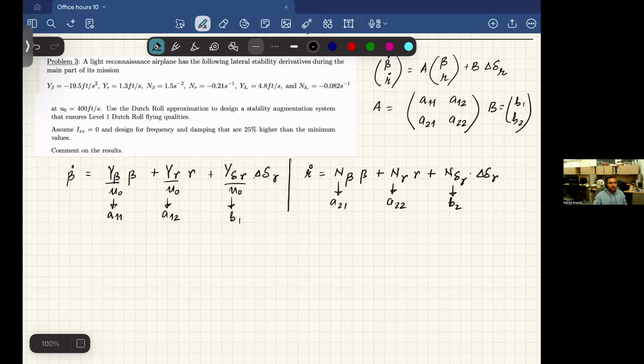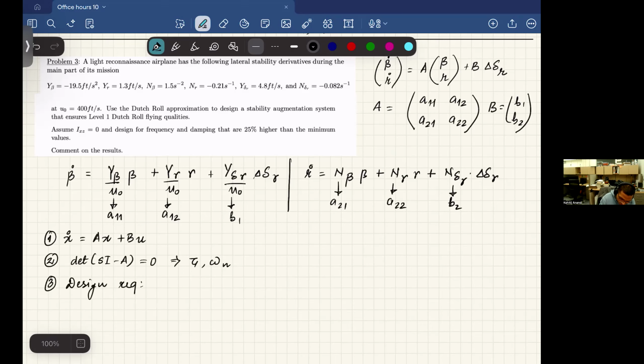Now you have determined the system matrix, so the first task is done: x dot equals Ax plus Bu. We have put it in this format. Perfect. What is the next task? I'm going to create the characteristic equation, which is going to give me the current zeta and omega n of the system. Now I have to find out what design requirements I have been given.